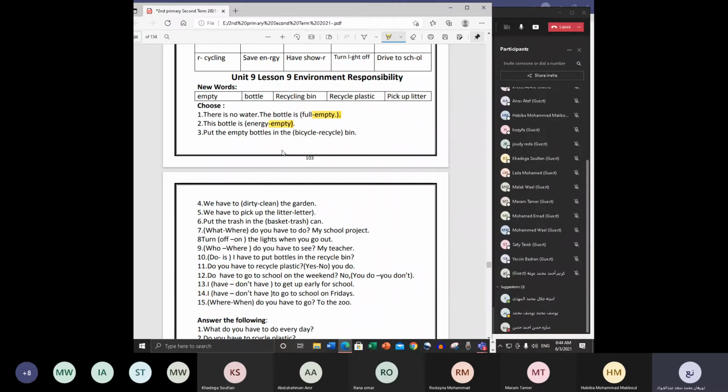Kareem? Yes, miss. Okay, Kareem, number three. Put the empty bottles in the recycle bin or recycle pen? Recycle. Okay, thank you. Recycle means to recycle material like plastic bottles to save material.